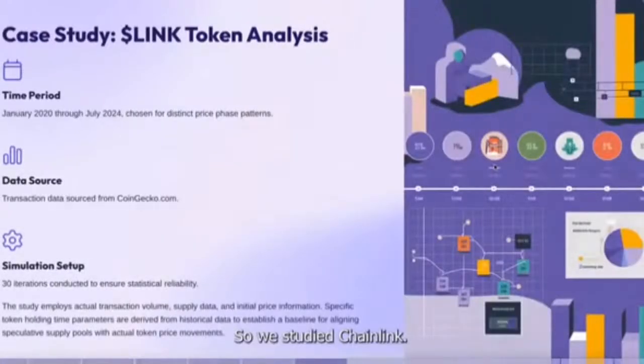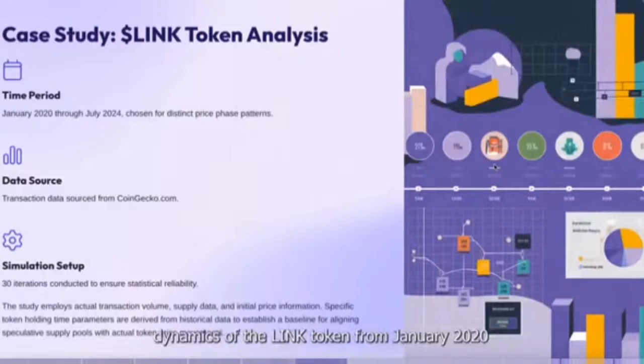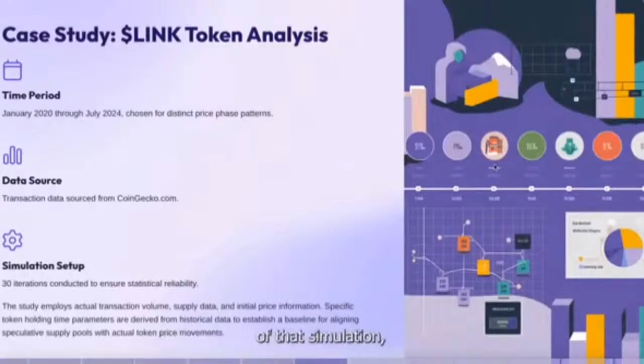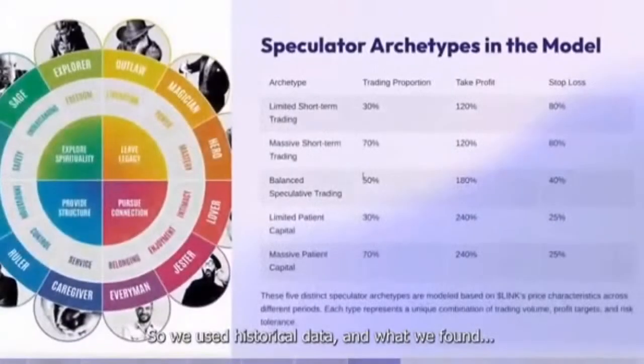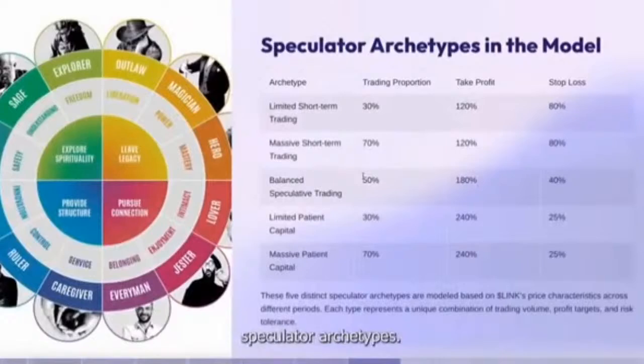So we studied Chainlink. Chainlink is one of the biggest crypto projects. It's an oracle, a data broker as well, that provides data to decentralized projects. We studied the price dynamics of the Link token from January 2020 all the way to July 2024. The transaction data was sourced from CoinGecko, and we ran multiple simulations, 30 iterations of that simulation multiple times, in order to ensure statistical reliability.